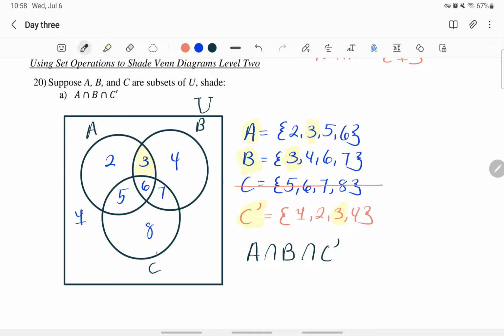And that makes sense because it says it has to be A and B and not C. Look at number 3. 3 is a part of A. It's a part of B. And at the same time, 3 is not a part of C. And that is the answer. This is the shading. Let's do the next one.